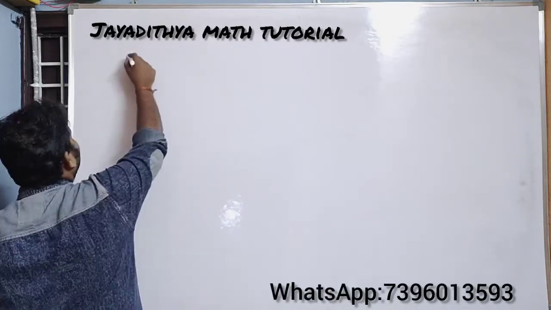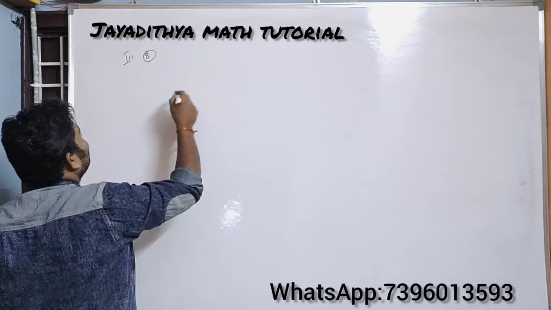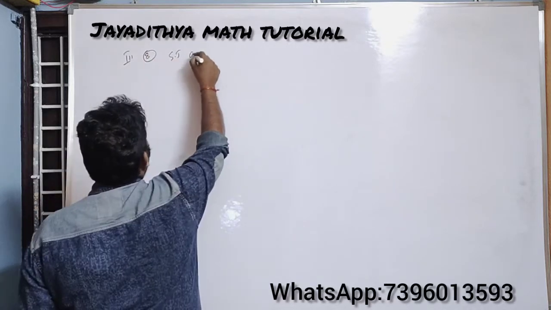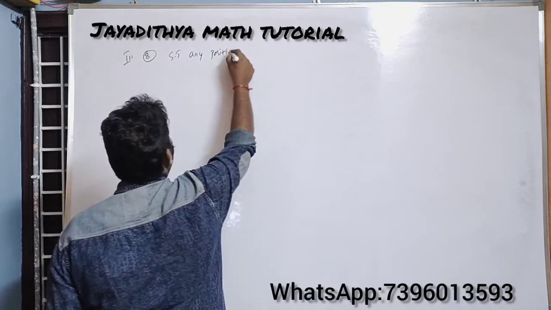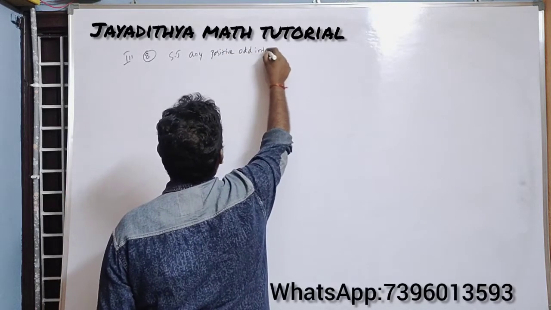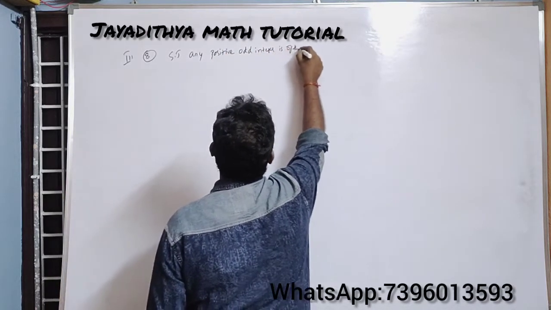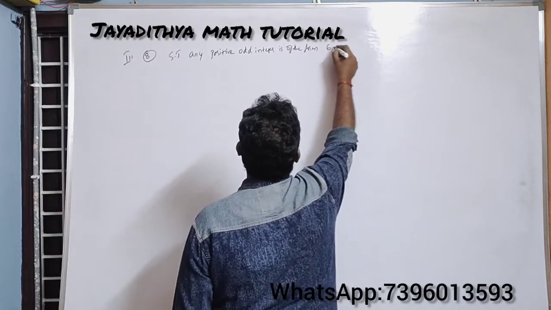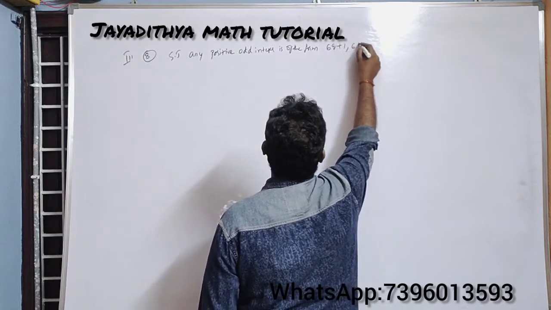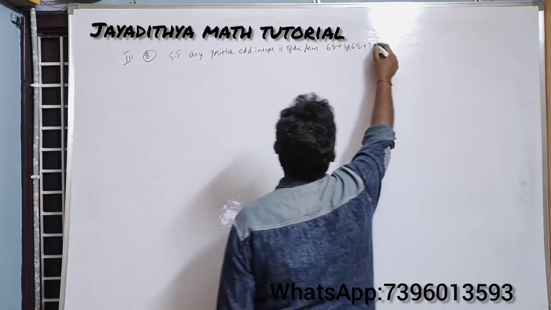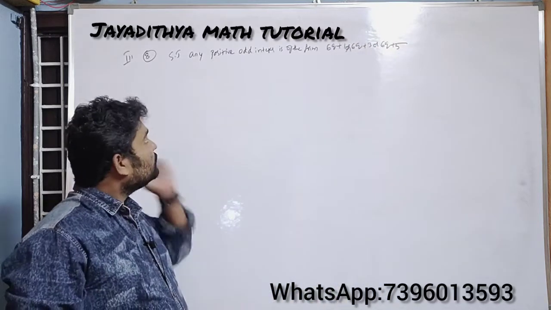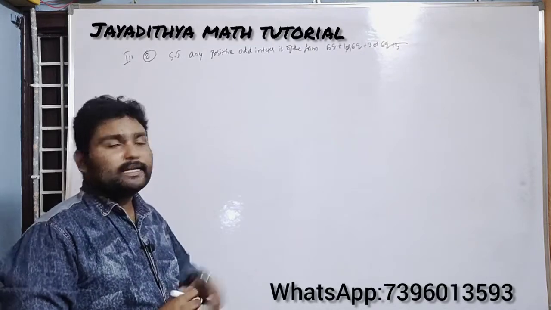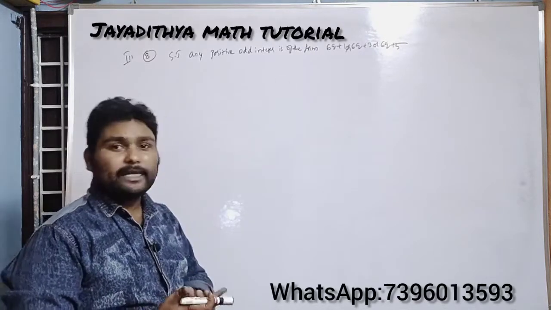8th problem. So third bit, 8th question, that is, show that any positive odd integer is of the form 6q plus 1, 6q plus 3 or 6q plus 5. So you should show this one. Show that any positive odd integer is of the form 6q plus 1, 6q plus 3 or 6q plus 5.